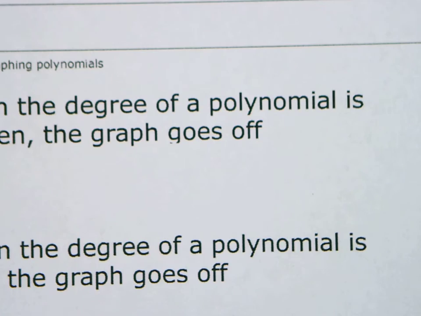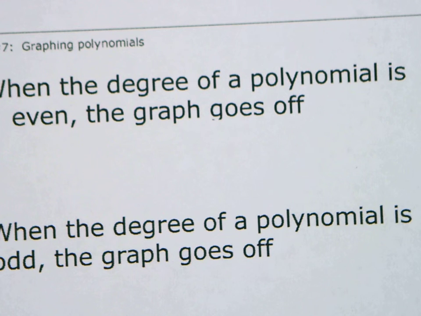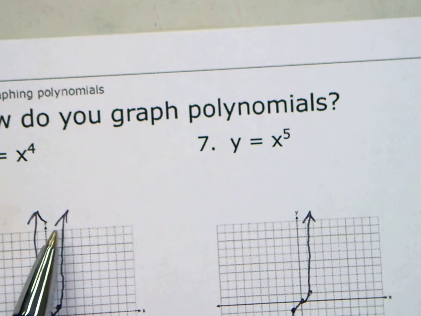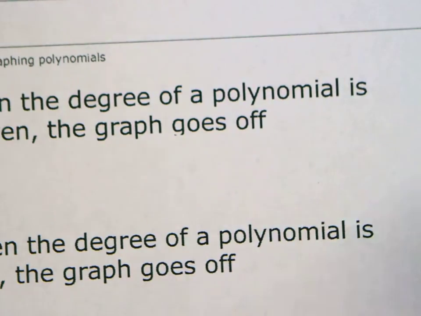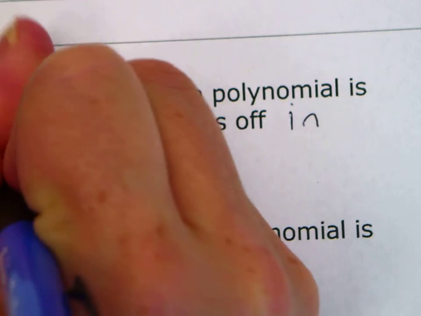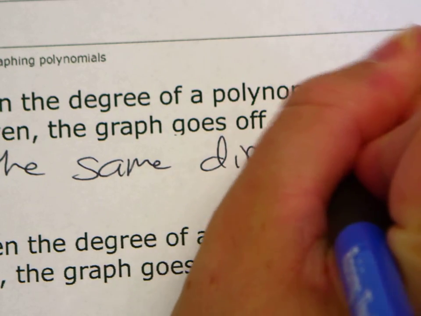All right, so when the degree of a polynomial is even, the graph goes off. What do you think I'm looking for there? So all the even ones, x to the fourth, x squared, if we had x to the sixth, what happens to the ends of the polynomial? They go off in the same direction, right? They go off in the same direction. Okay.